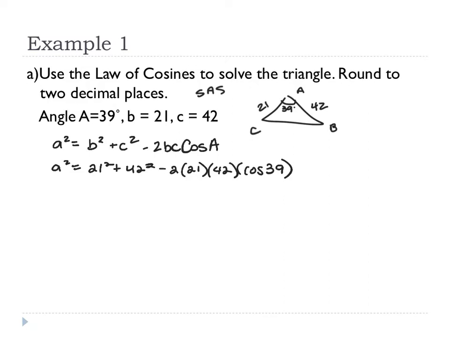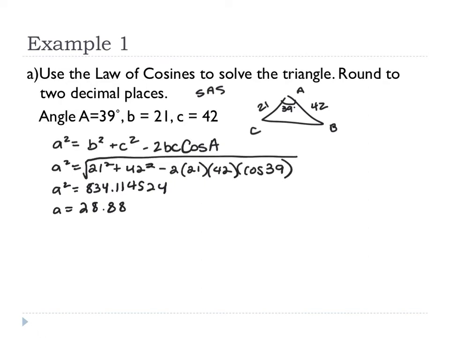And I get that A squared equals 834.114524. How do I get to A? Square root it, which means you could have even done that at the beginning. I could have said the square root of all that stuff, and I can do it all in one step.